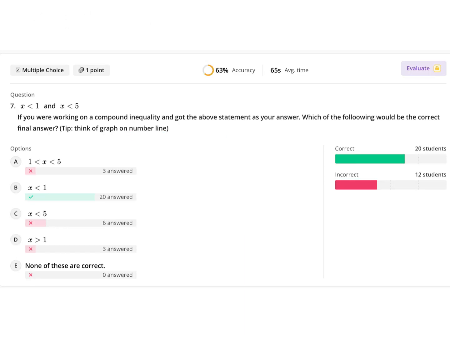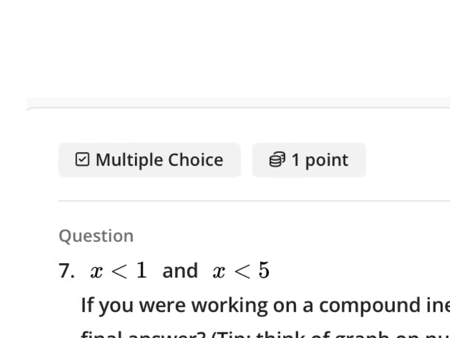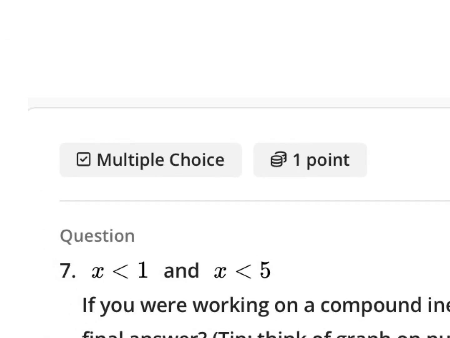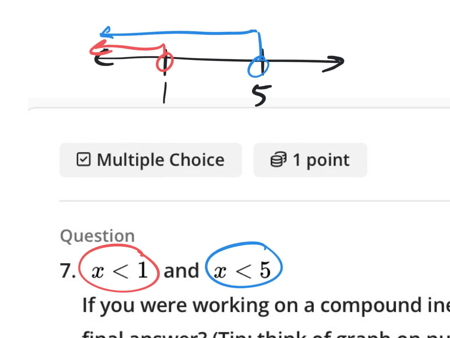Last one here, especially because it's almost identical to the other one. This one says, if you were solving a compound inequality, 2 inequalities separated with the word and, you get those 2 answers, x is less than 1 and x is less than 5, what are you going to write as a final answer? You just have to simply think about that number line. Smaller number on the left side, bigger number on the right side. X is less than 1 is going to the left. X is less than 5 is also going to the left. But it has the word and between it. So what would your final answer be?